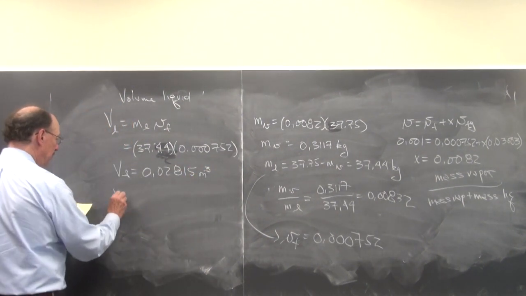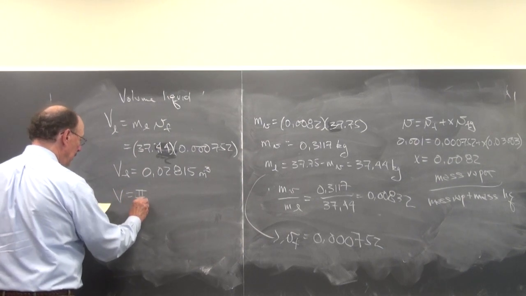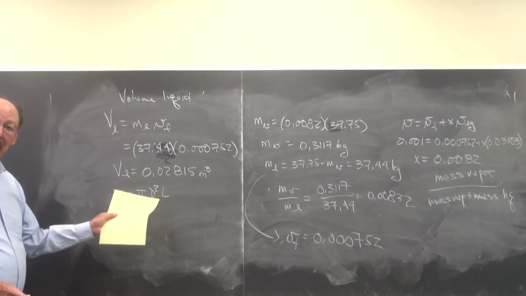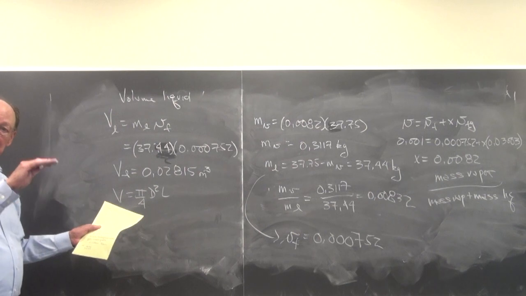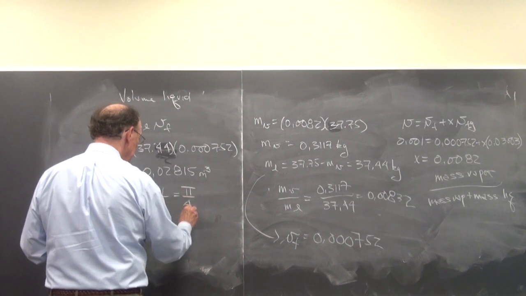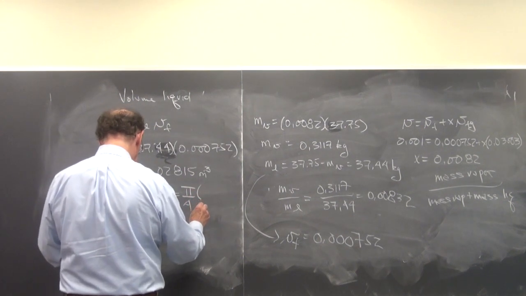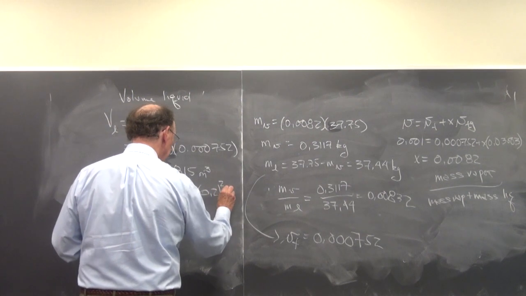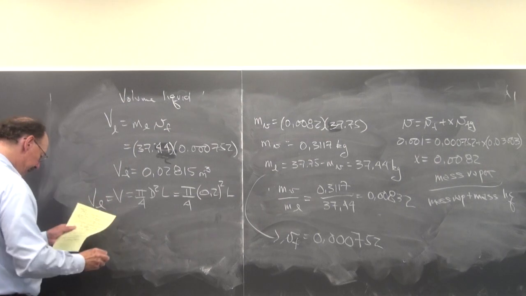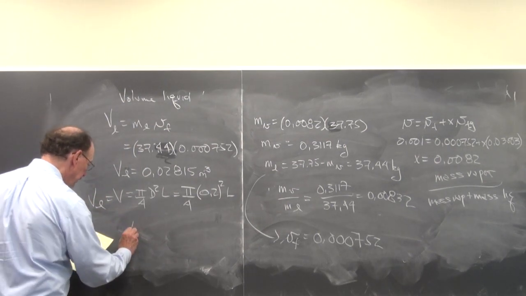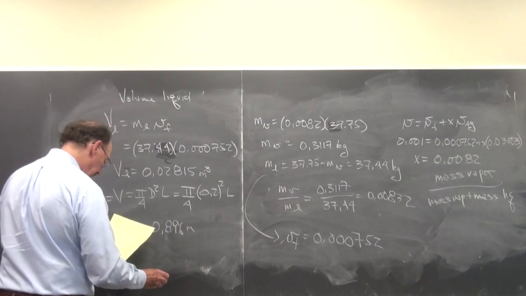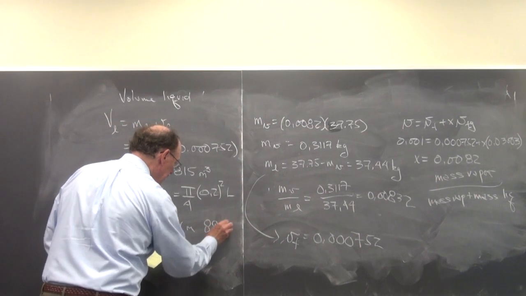And I know that the volume is also pi over 4 d squared L. I know the diameter, and L is going to be how far up from the bottom the liquid is. So if I substitute in here, I have pi over 4, d squared is 0.2 squared, times L, and it's equal to V sub L. And I solve, and I have that L is equal to 0.896 meters, or 89.6 centimeters.